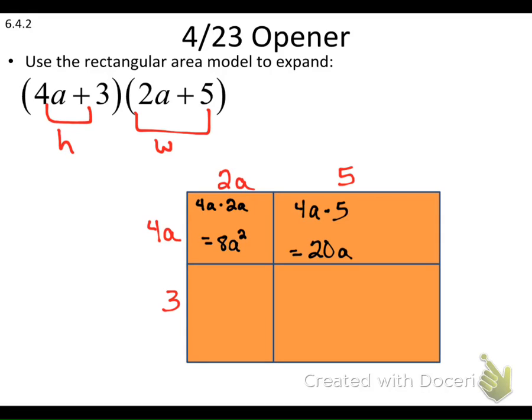You've got to do 3 times 2a. Equals 6a. Good. Bottom right, AJ? Oh, I always do that to you, don't I? Jaden. Bottom right. 3 times 5 equals 15.